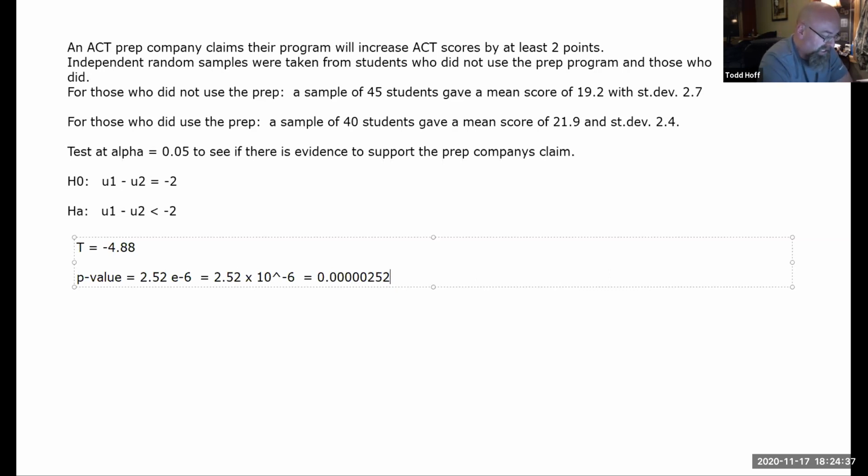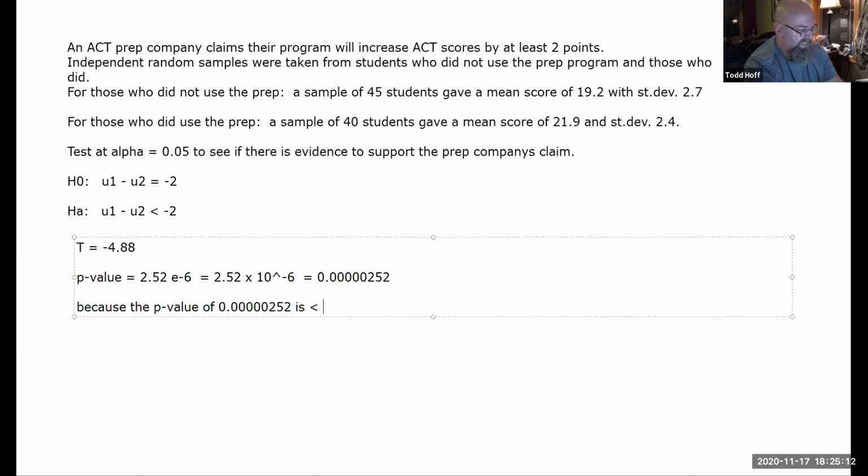The p-value, remember, tells us the probability, the consistency between our sample and our null hypothesis. This is saying the consistency is almost nothing. The probability of getting a worse test statistic if the null hypothesis is true is very, very small. It's almost nothing. So because the p-value of 0.0000252 is less than alpha of 0.05, we will reject the null hypothesis.